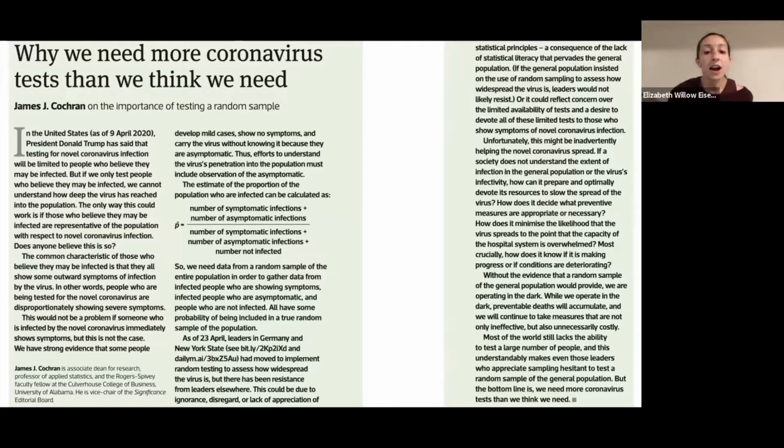So a lot of people are arguing, you know, if we really want to know what proportion of people, say in the US, have COVID-19, we can't just keep testing people who are sick, because that's not going to give us a good proportion. That's not a representative sample. So what we need is a simple random sample.